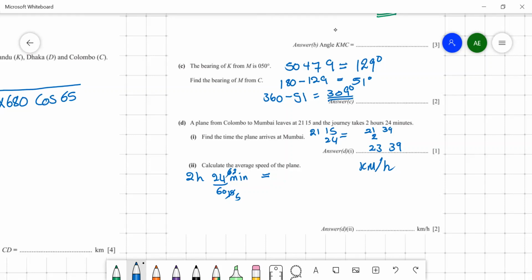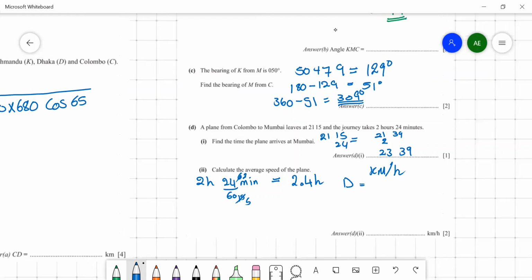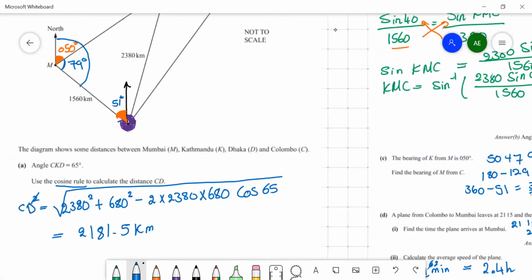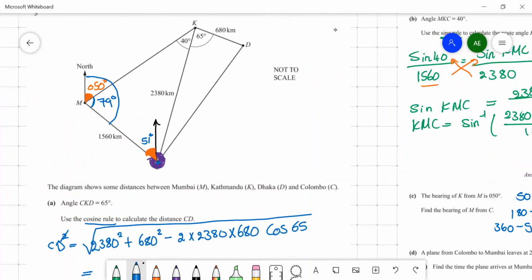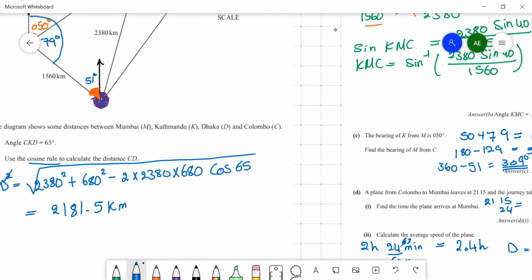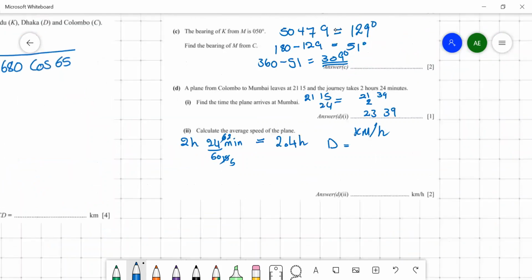So it's 2.4 hours. And the distance between Mumbai and Colombo is the distance between the point M and the point C. Here it is, 1,560 kilometers. So the speed is distance over time: 1,560 over 2.4, which equals 650 kilometers per hour.